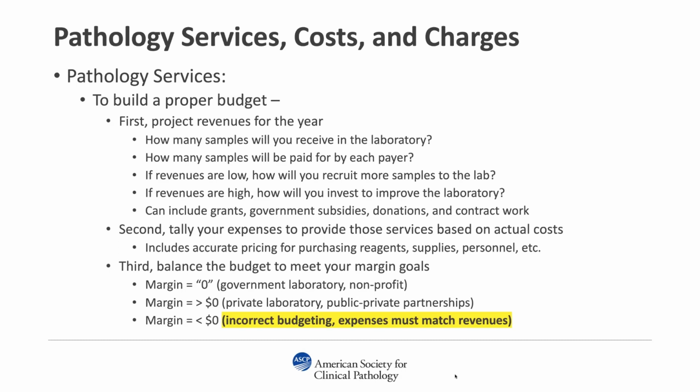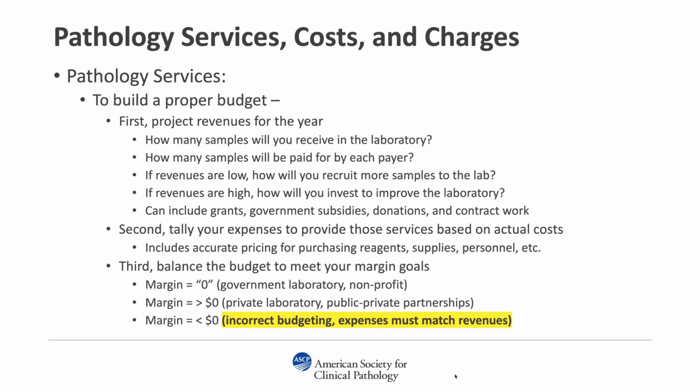If your revenues are high, how are you going to invest to improve the laboratory, right? Do you want to add new services? Do you want to add new staff? Do you want to open another lab in another location so you can decrease turnaround time? You have to decide what you do when you do that. And you can include grants, government subsidies, donations, and contract work in your revenues. It's totally fine to do that, but you want to total all of your revenues. You want to know exactly how much you're expecting to come into the laboratory for the next year.